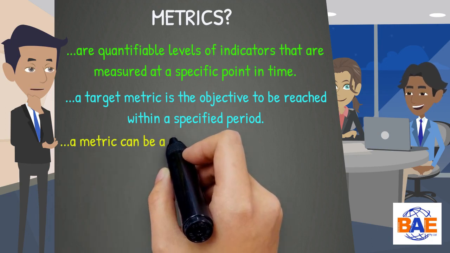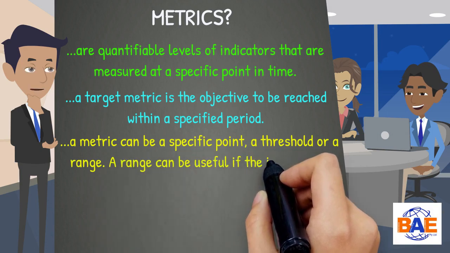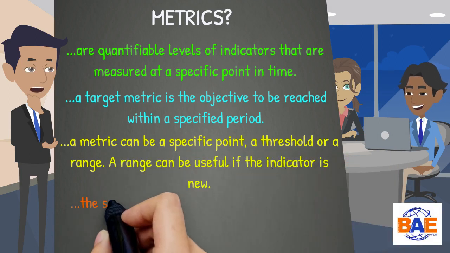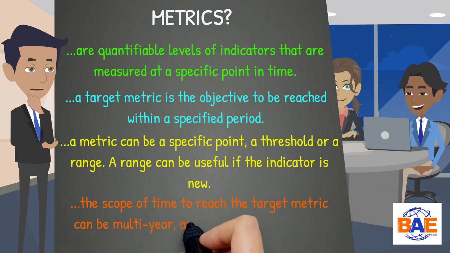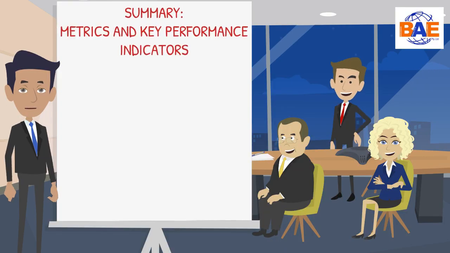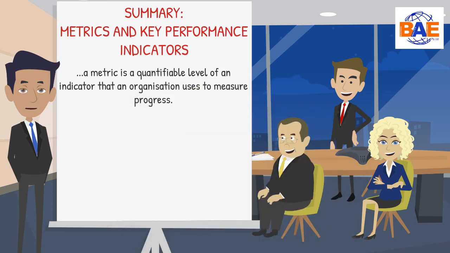A metric can be a specific point, a threshold, or a range. A range can be useful if the indicator is new. Depending on the need, the scope of time to reach the target metric can be multi-year, annual, quarterly, or even more frequent. In summary, we have discussed the importance of defining your objectives with clear indicators and metrics.